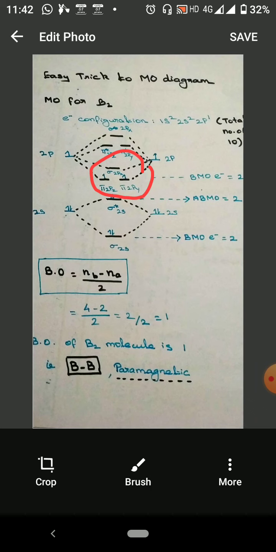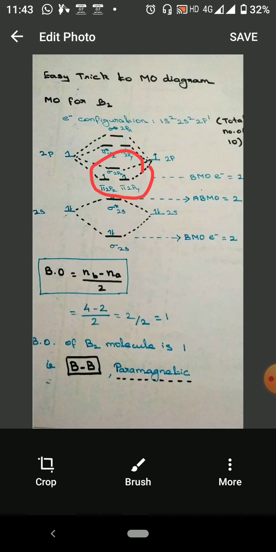The equation used to calculate the bond order is (Nb minus Na) divided by 2. Here Nb represents the number of electrons present in bonding orbitals, and Na represents the number of electrons in anti-bonding molecular orbitals. In the boron molecule, the number of electrons in bonding orbitals is 4, and the number in anti-bonding molecular orbitals is 2. By applying this equation we get the bond order equal to 1. That means the boron atoms are connected to each other by a single bond.